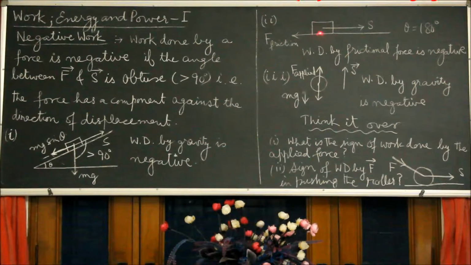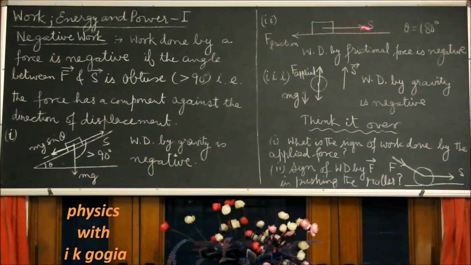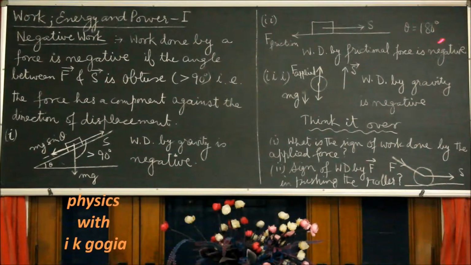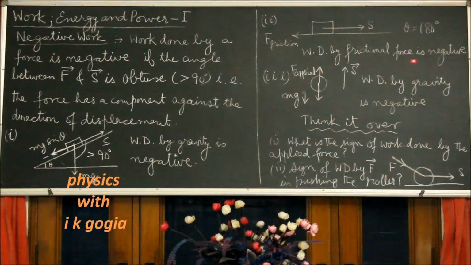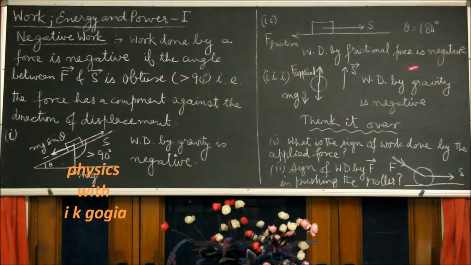Another example: you have a body being slid towards the right. This is the direction of displacement and it is placed on a rough plane. So the motion of the block towards the right is opposed by the frictional force acting towards the left. The angle between the force vector and the displacement vector is obtuse, or 180 degrees. Therefore work done by the force of friction is negative.